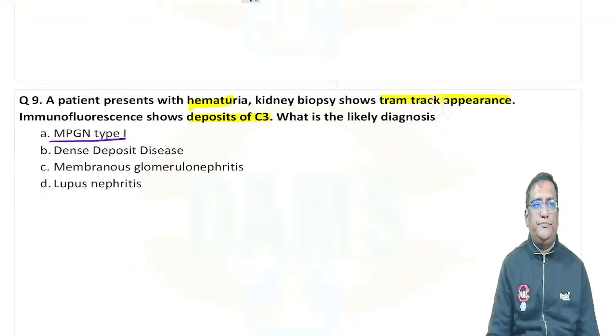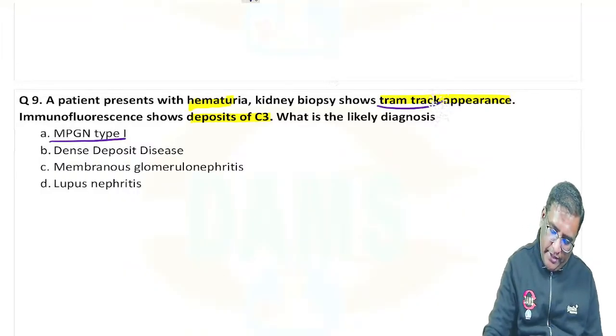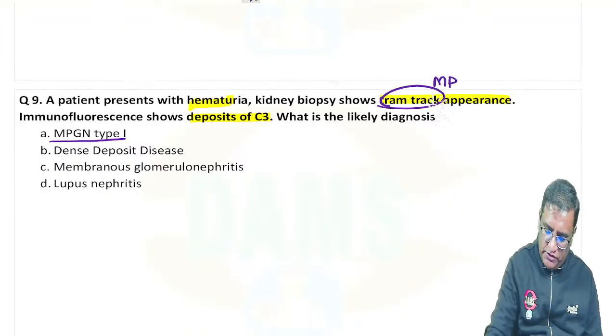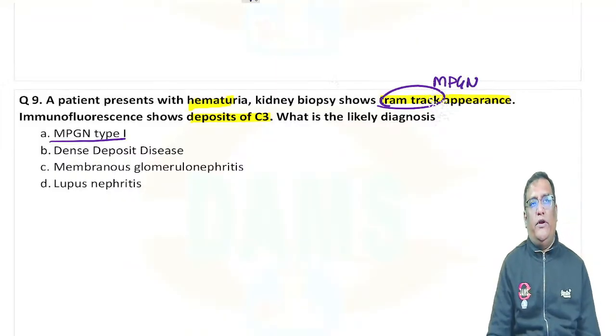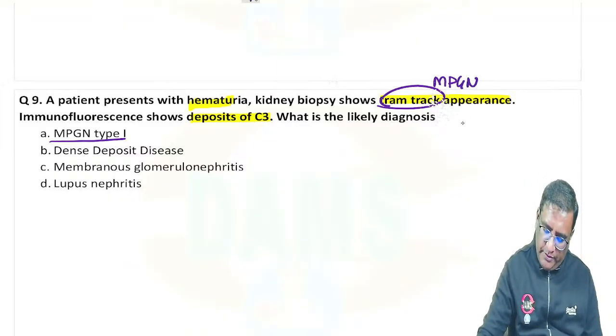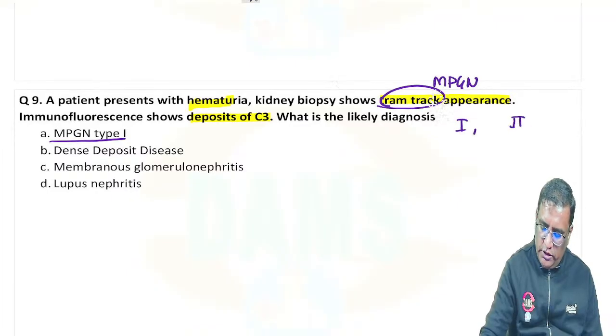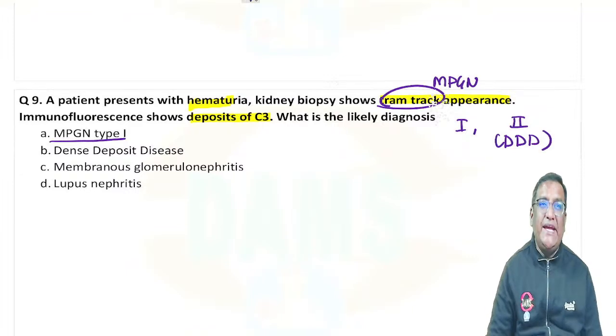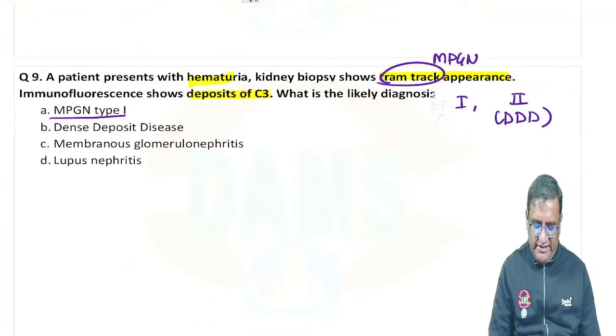MPGN type 1. Okay. Important: tram track appearance will be seen in MPGN, membranoproliferative glomerulonephritis. There are two types of MPGN, type 1 and type 2. Type 2 is also called dense deposit disease. I am writing the short form DDD, dense deposit disease, isn't it?